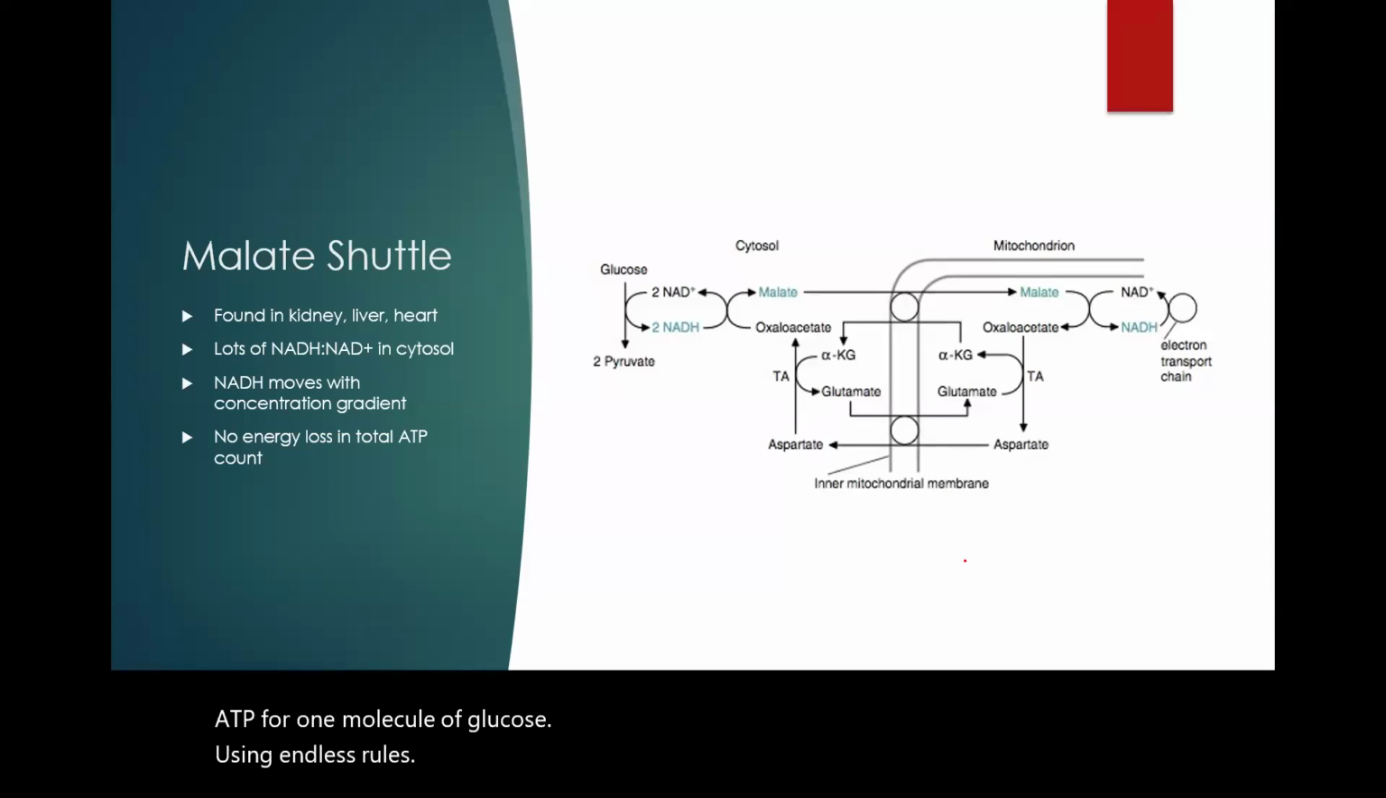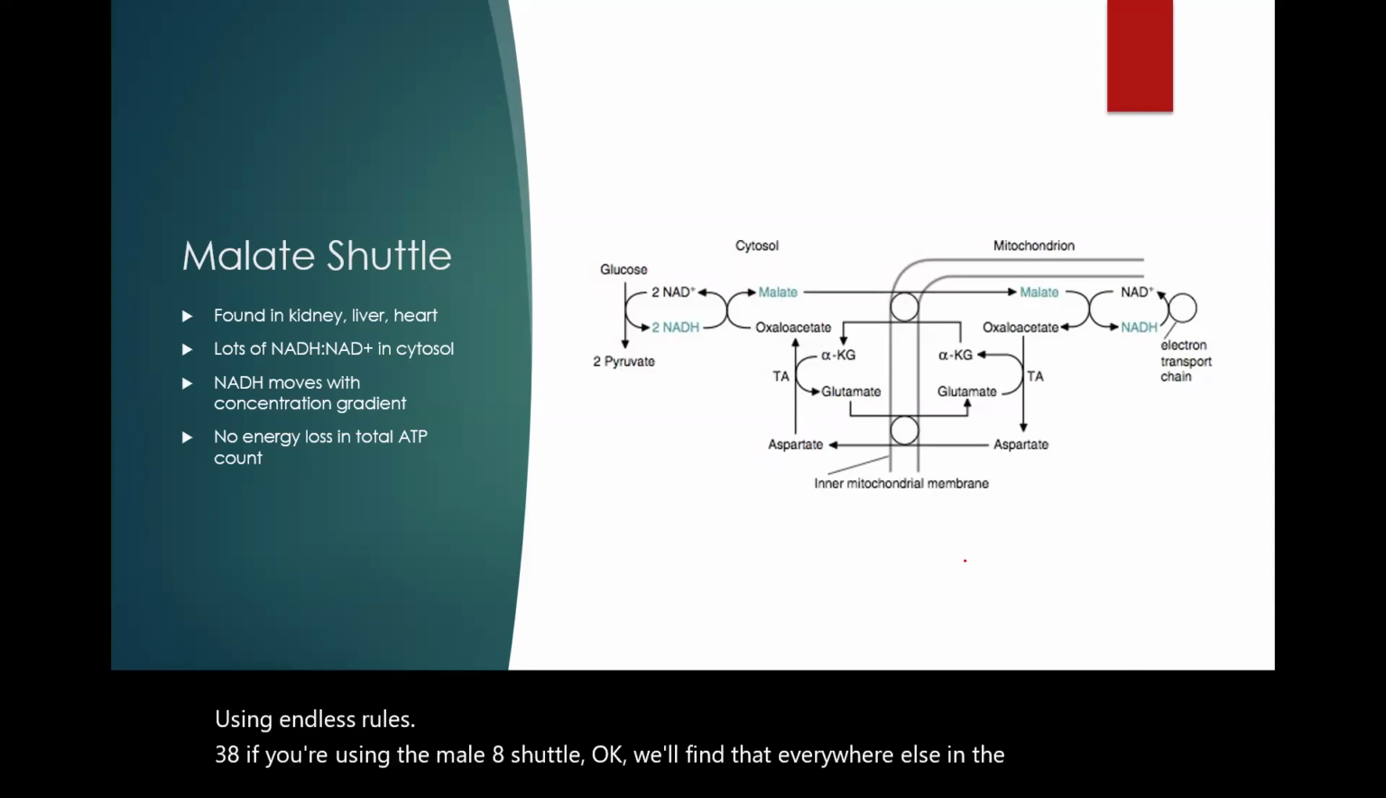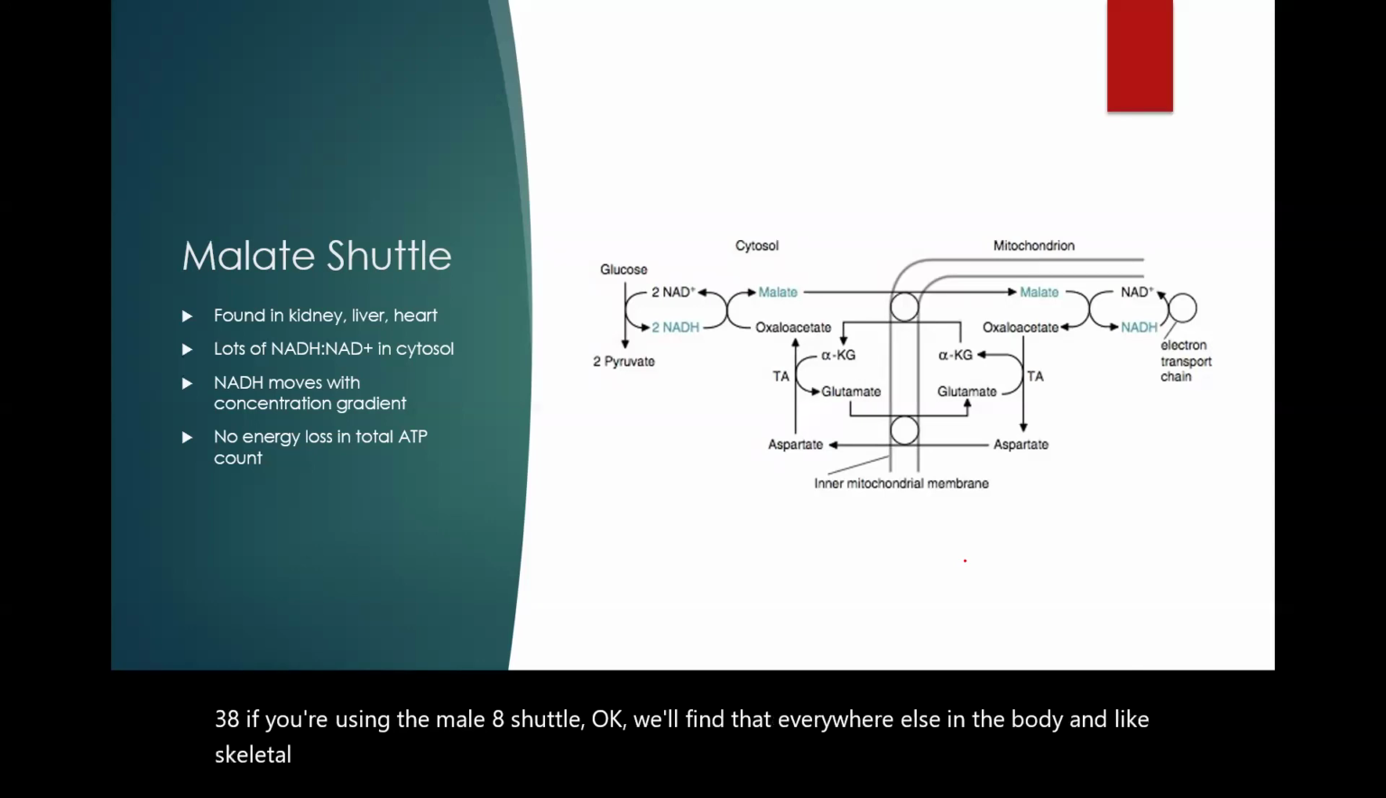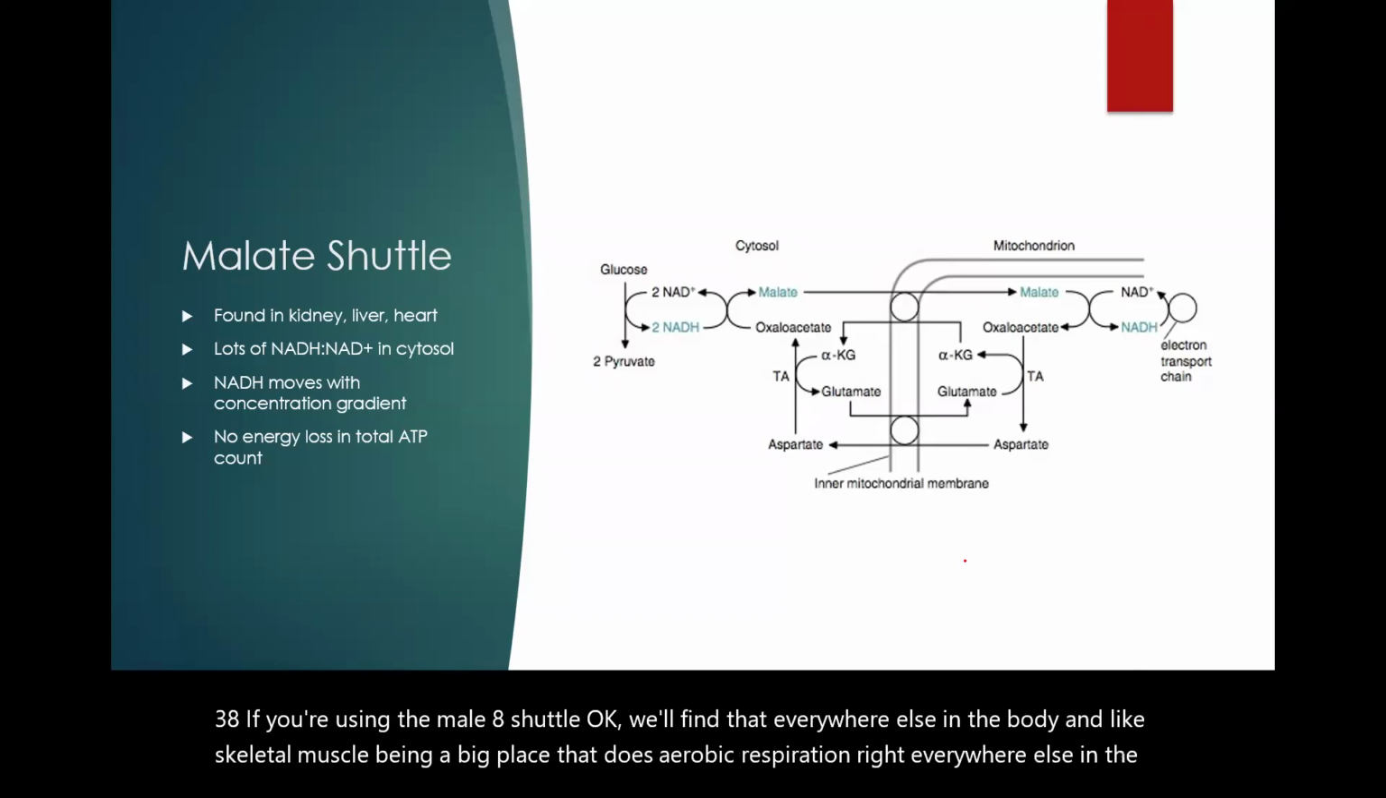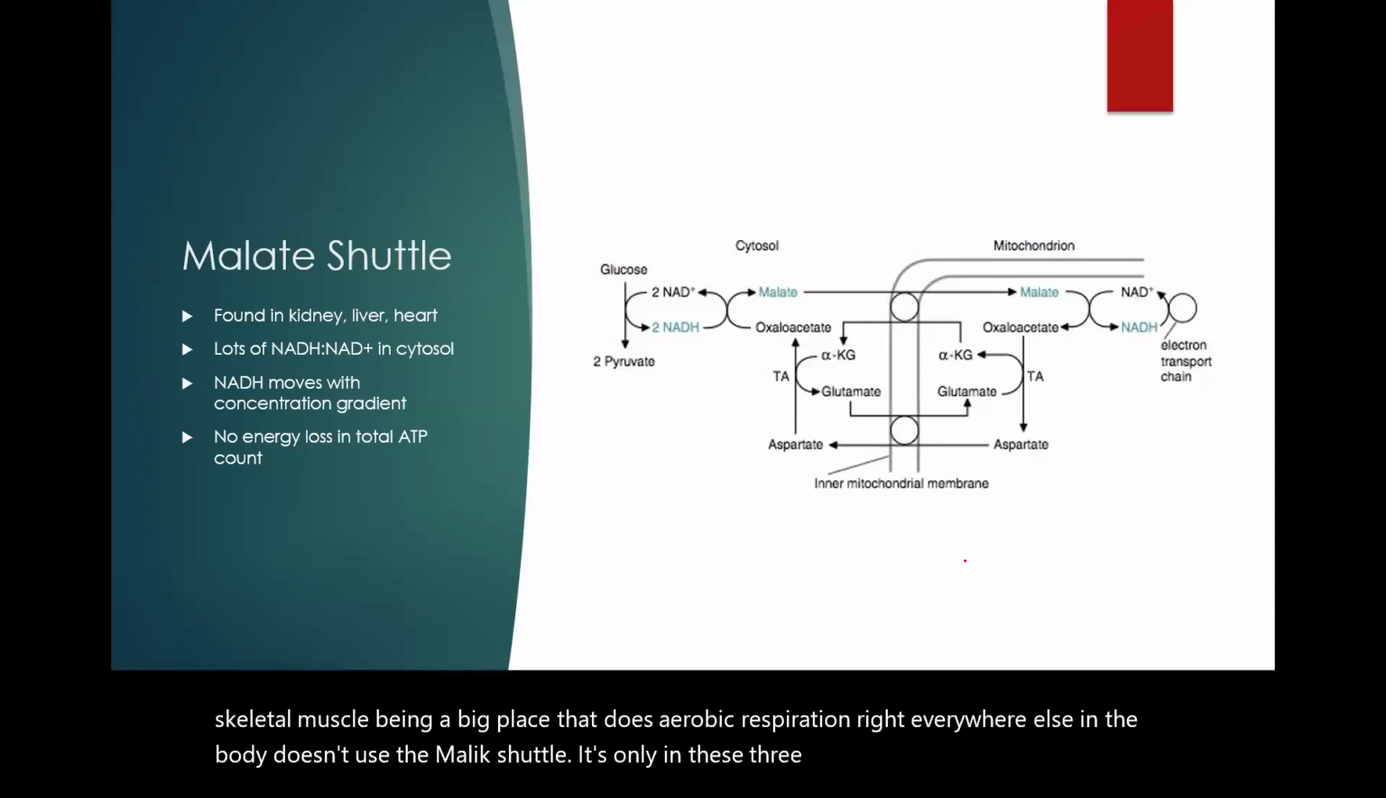38, if you're using the malate shuttle, we'll find that everywhere else in the body, like skeletal muscle being a big place that does aerobic respiration, right? Everywhere else in the body doesn't use the malate shuttle. It's only in these three locations that use it.